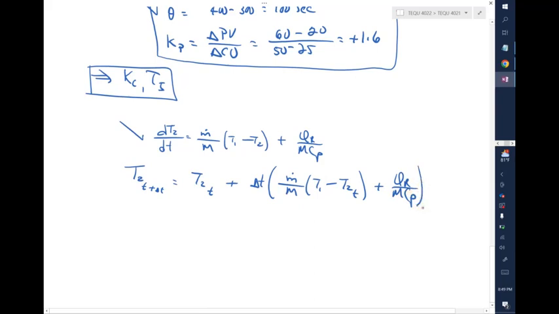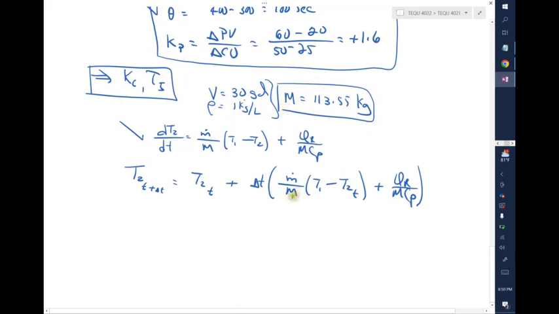So in order to do dynamics, I need the big M. That M is the total mass of the vessel inside the vessel, and that M comes from the volume. Let's say that the volume of the vessel is 30 gallons. So basically convert that to liters, and then multiply by the density of water, which happens to be 1 kilogram per liter, and that will provide a mass of approximately 113.55 kilograms. And that's the number that we're going to plug in for that M.